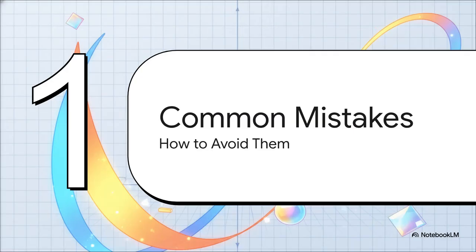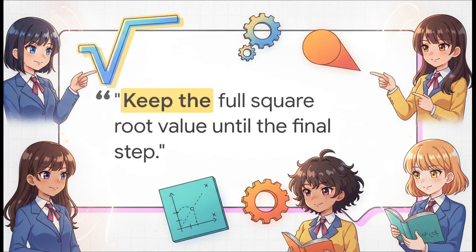Time for some defense. Section 5, Common Mistakes to Avoid. This piece of advice from the GCSE revision guidelines is absolute gold. It says, keep the full square root value until the final step. The takeaway here is crucial, guys. Never round your intermediate calculations early. Think about it. If you chop off decimal places halfway through the problem, those tiny little errors are going to compound. By the end, your final decimal answer will be pushed completely off target, and that is going to cost you the final accuracy mark.